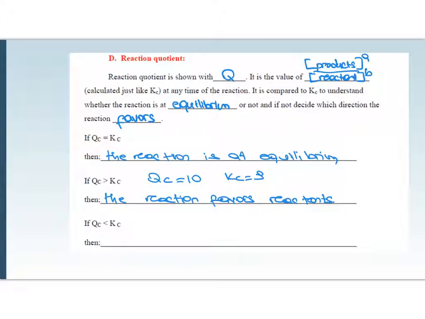If the value is smaller than Kc, this means that you need to increase the products in order to increase that value. And in this case, the reaction favors products.